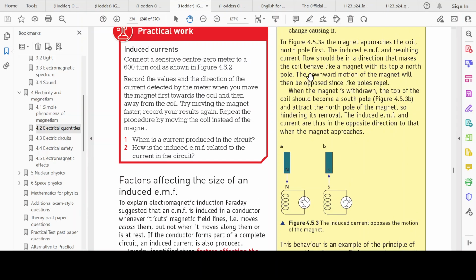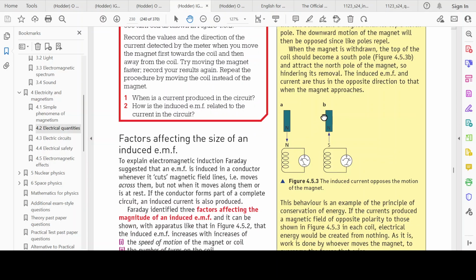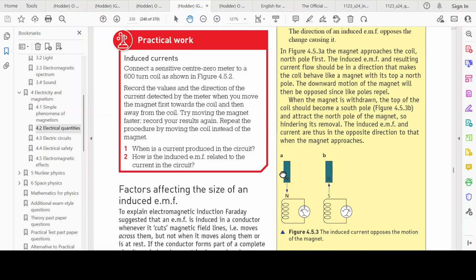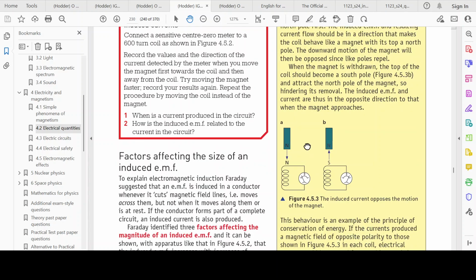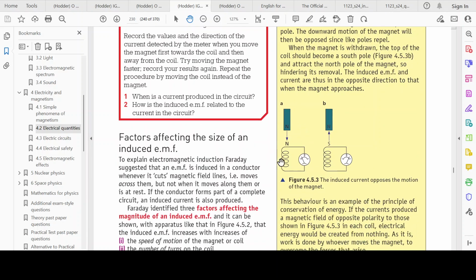So the induced EMF and resulting current flow should be in a direction that makes the coil behave like a magnet with its top at the north, the top being the North Pole. Why? Because like poles repel, and so that repulsion is the opposition to the change causing it. It's trying to stop the magnet from coming closer. So it's opposing that, but it is happening.